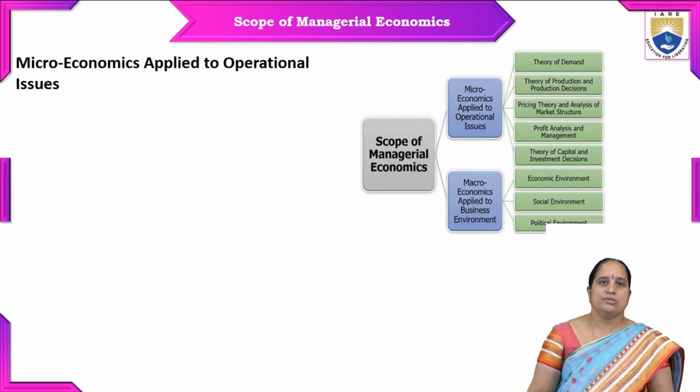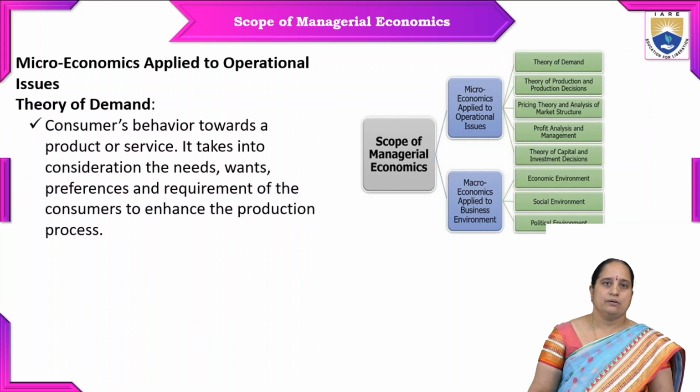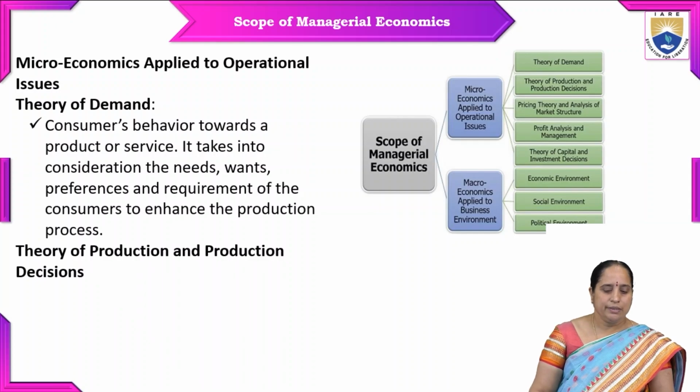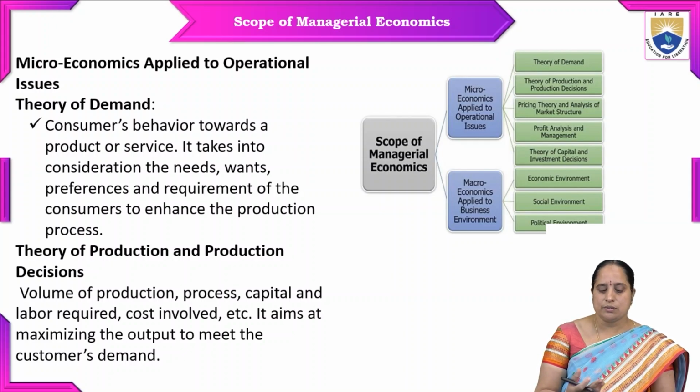Then coming to the managerial economics scope, microeconomics applies to operational issues like theory of demand, where the consumer's behavior towards a particular product or service is studied. It takes into consideration the needs, wants, preferences and requirements of the consumers to enhance the production process. And theory of production and production decisions that should be taken with the help of microeconomics, where we talk about the volume of production, what type of process is used in production, how much capital and labor are required for the business, and what will be the total cost of production, etc.